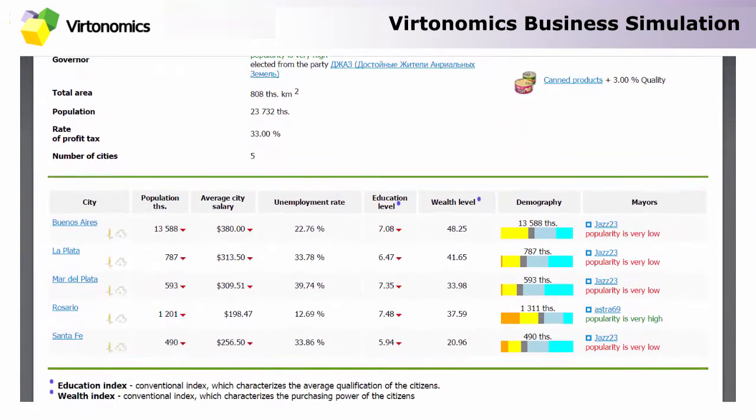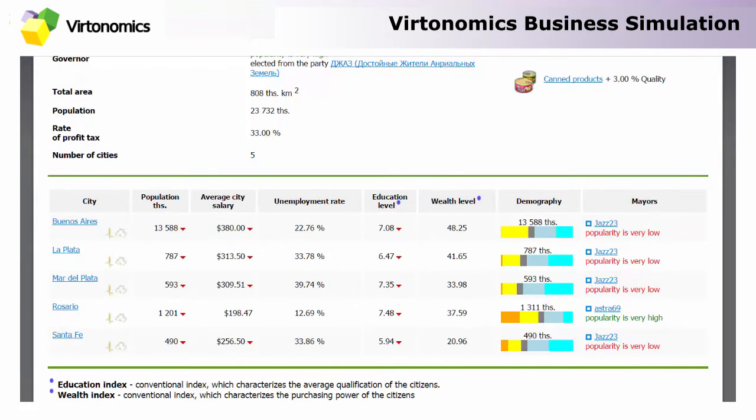Agricultural products we can grow in these cities, as well as the population, the change in the population, the average city salary, and also the change, because the environment itself is very dynamic. Unemployment rate means what is the amount of population that can be employed by us, real people participating within this simulated environment. The education level shows what kind of qualification of employees can be found within these cities.